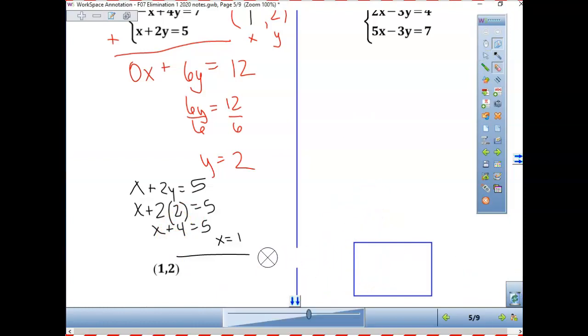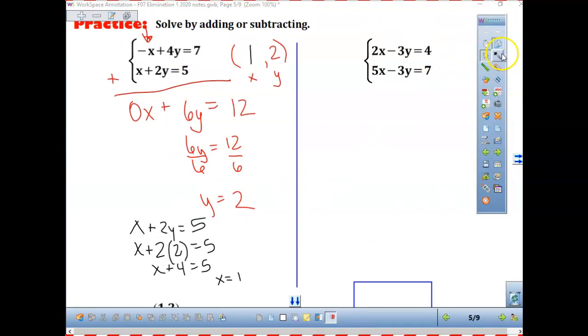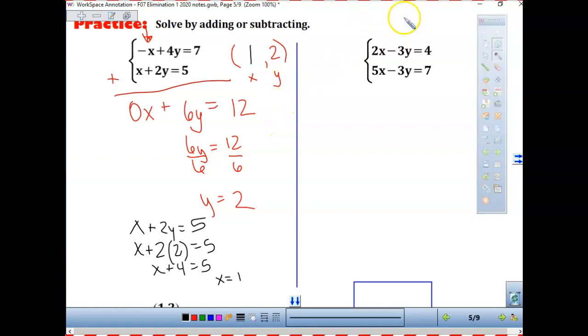Okay? We're going to look at this next problem, and here's where some of you will make a mistake. So which variable looks like they have the same number in front, the x or y? Brady? 3y. The y's. But they're both negative. If I add 2 negatives together, that gives me negative 6. So I have to multiply one of my equations. I have to take everything times negative 1. What does that do? That makes this a negative 5x. That makes this a plus 3y. That makes it a negative 7.